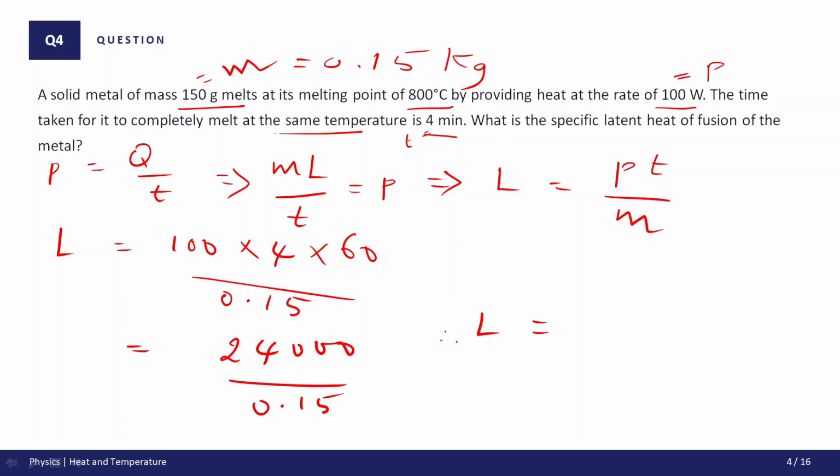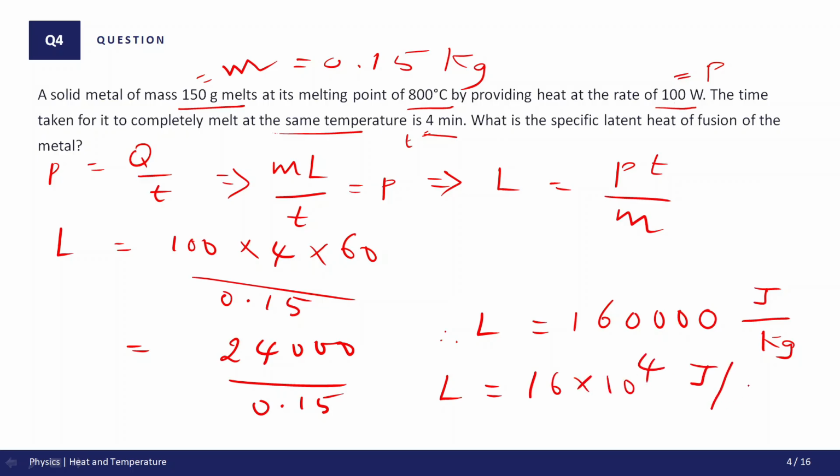1,60,000 units joule by. Therefore, it can also be written as 16 into 10 power 4 joule by. So this one is a direct when compared to the previous ones. I think have you understood? I will go with the next one.